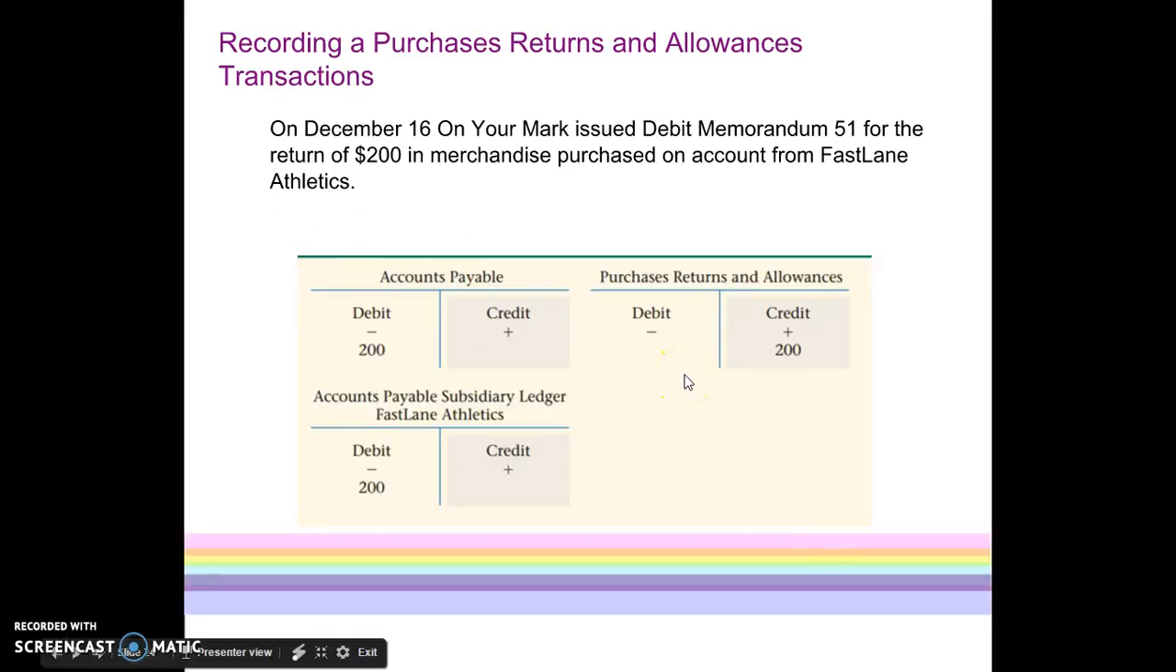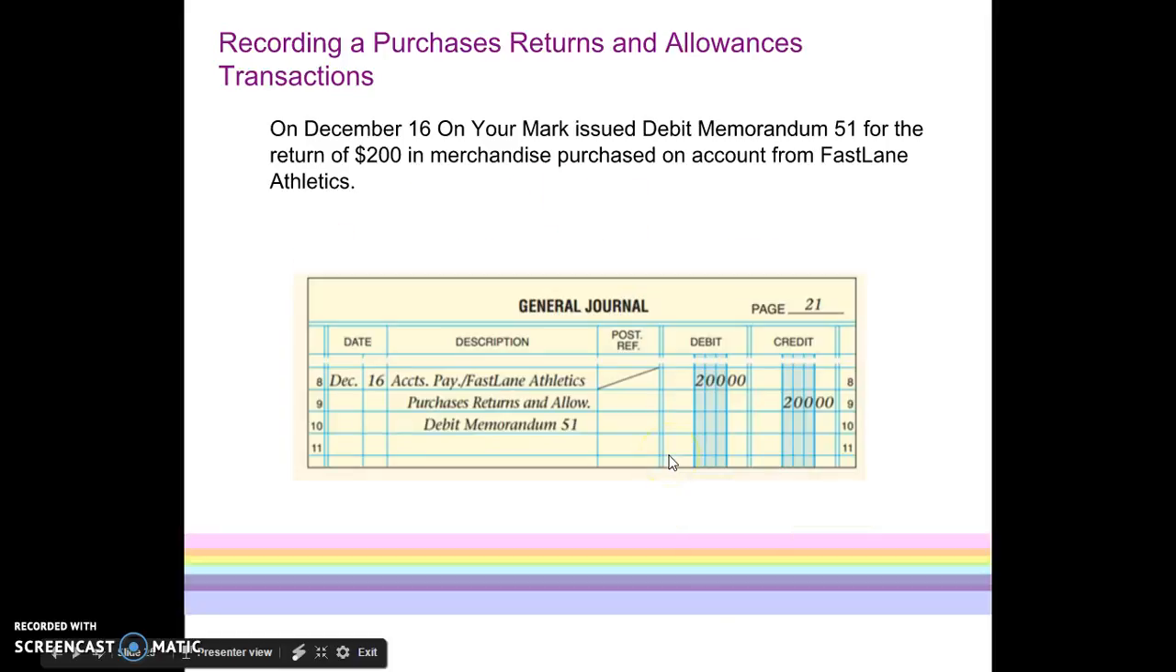So with this particular source document, here's what the transaction is going to look like. We are going to debit accounts payable $200 because that is the amount of our return. We then are going to credit purchase returns and allowances for $200. We are also going to have to debit for $200 the accounts payable subsidiary ledger account, Fastlane Athletics. So here's what it looks like in T account form, and what it's going to look like in the journal.